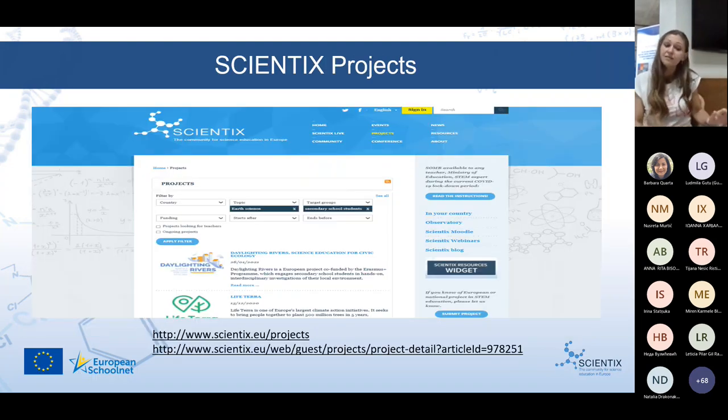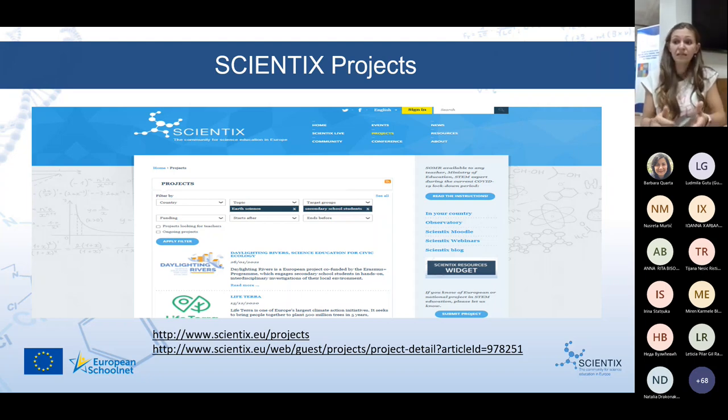Well, a lesson plan, an activity, a game, we have talked about it. Now I'd like to show you some Scientix projects. You can find many project ideas on the Scientix projects page. By the search button, you can search for projects according to their topic or target group, time or funding options. Here you see again an example project.